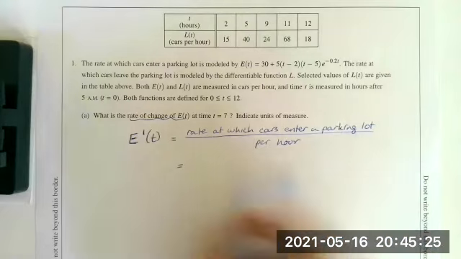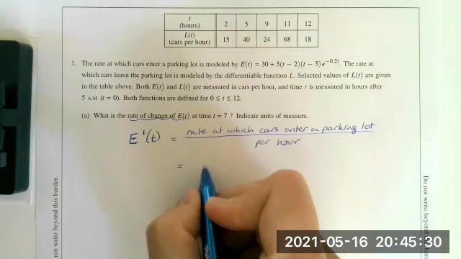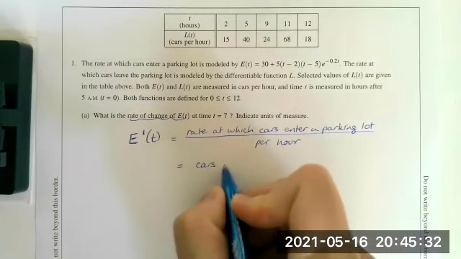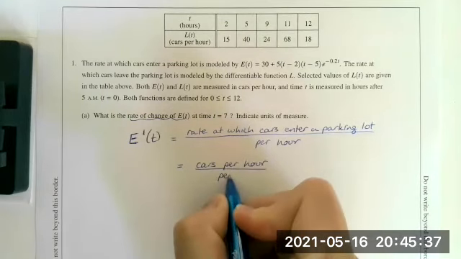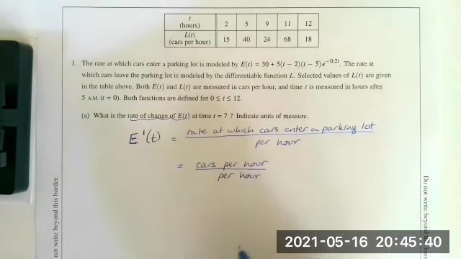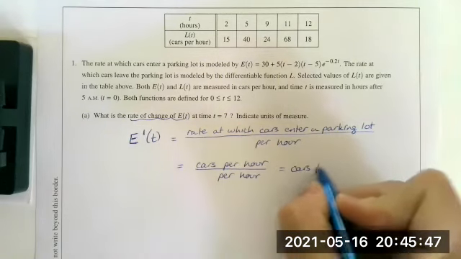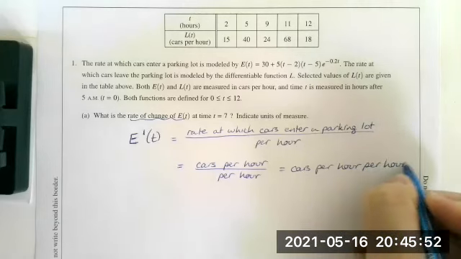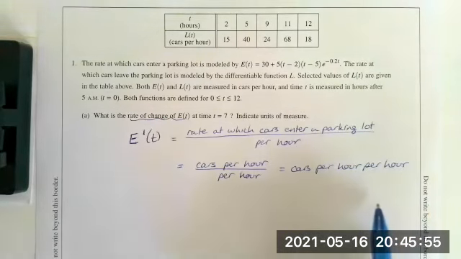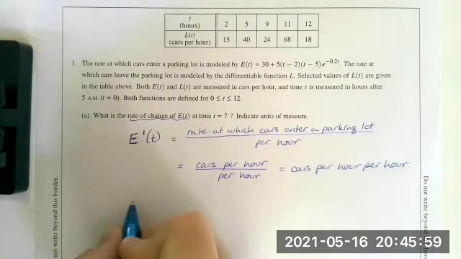So the units here, I'm just going to start us off with units, is going to be the rate at which cars enter a parking lot. So that is cars per hour per hour. So you can write that as so, or you can say this as cars per hour per hour. So honestly, that's probably the more challenging part of this problem, is writing the correct units. Let's do the actual math behind it.